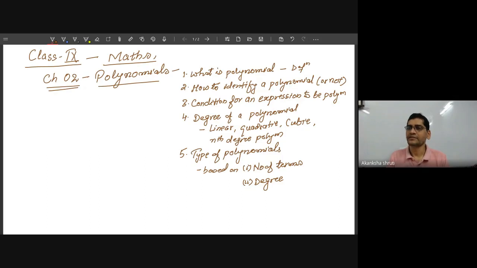Then we will learn the degree of polynomial. What is the degree of polynomial, that we will learn. So based on degree, there is classification like linear polynomial, quadratic polynomial, cubic polynomial, bicubic polynomial, biquadratic polynomial, means nth degree polynomial, that we will see. Then there is another classification of polynomial based on number of terms like monomial, binomial, trinomial, tetranomial, pentanomial, hexanomial. These things we will learn.